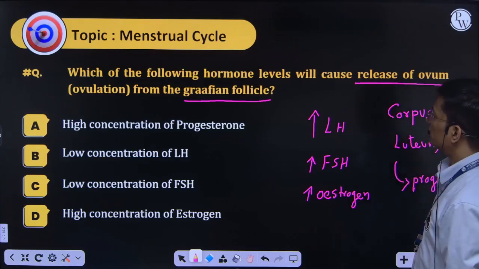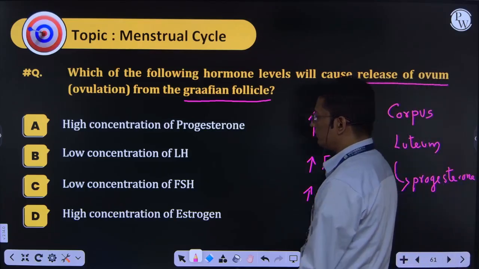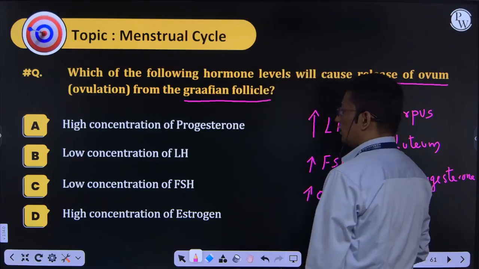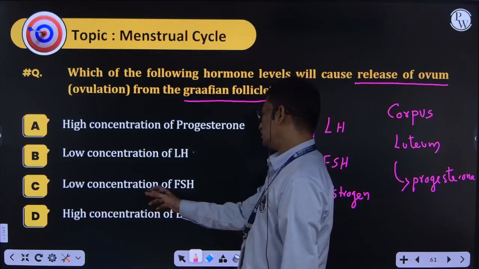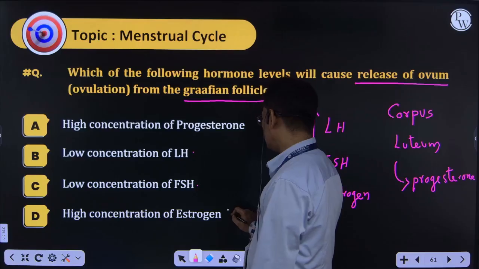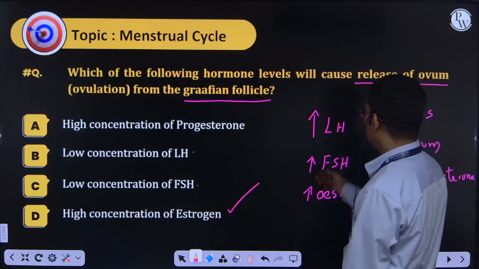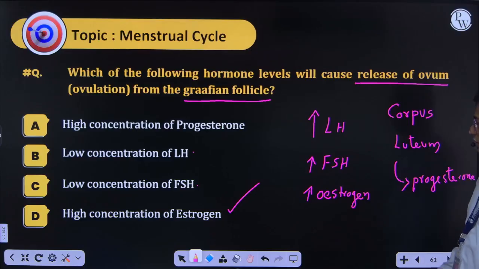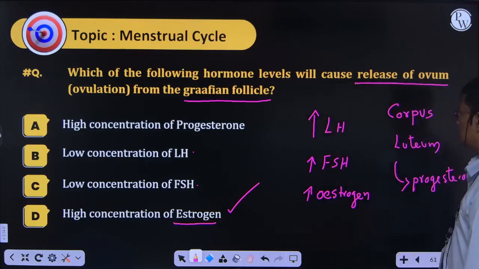So which of the following hormone levels will cause release of ovum, ovulation, from the Graafian follicle? High concentration of progesterone? No. Low concentration of LH? High concentration of LH is required. Low concentration of FSH? No. High concentration of estrogen. Estrogen is not directly mentioned, but during the middle of the menstrual cycle these hormone levels are high, and one of them is estrogen. So we can go for estrogen.